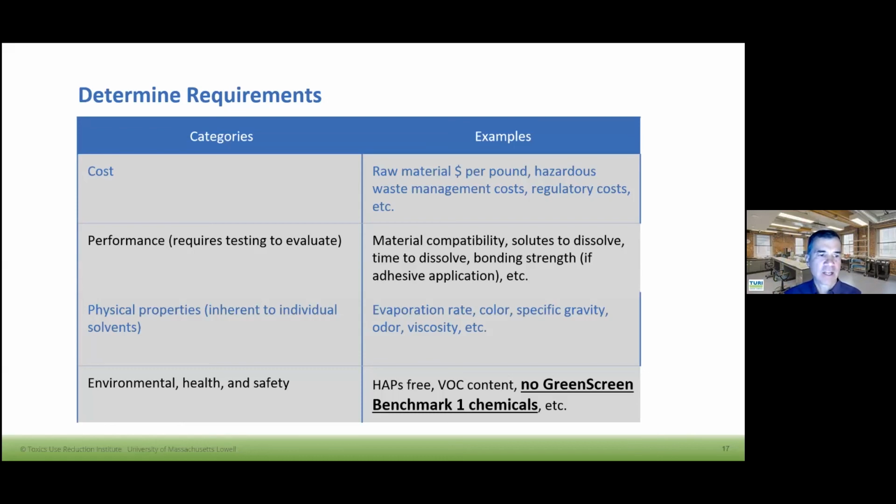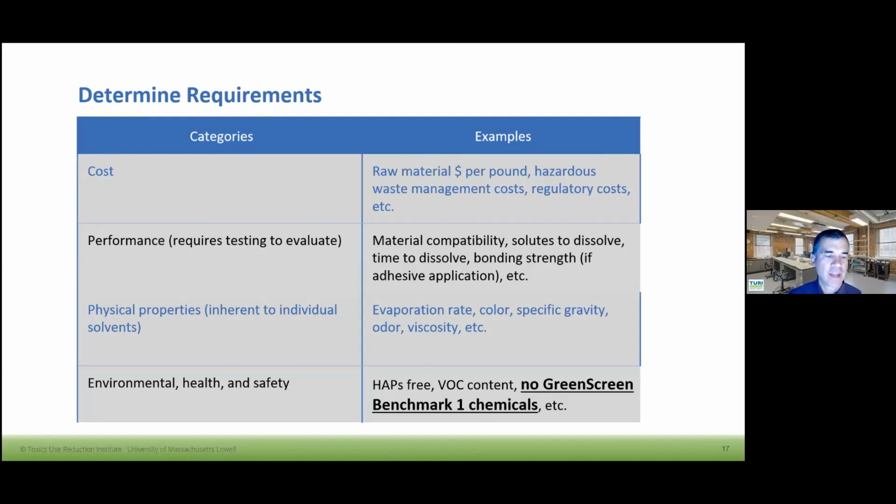Then the next category is physical properties, and these are inherent to the individual solvents that you are going to investigate. So some examples are evaporation rate, color, specific gravity. So for your application, what is the range of acceptable evaporation rate that you can use?